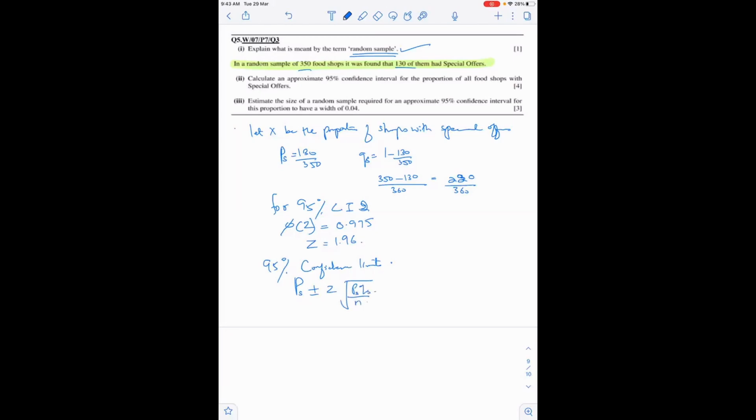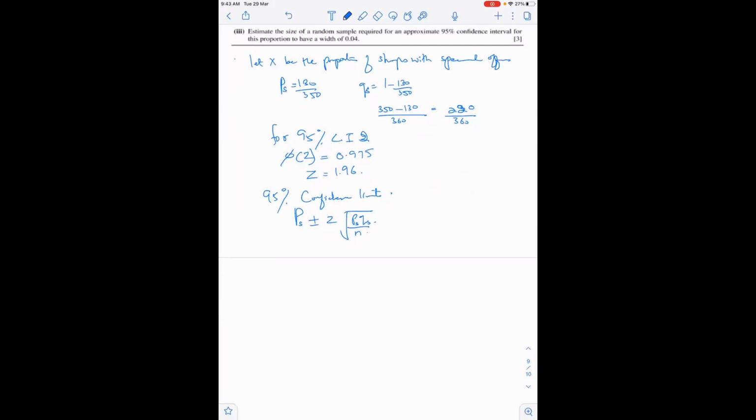Okay, the proportion here, I'm just changing it into decimal, 130 upon 350, which is 0.371, and 1 minus this answer is 0.629. Okay, so it's going to be 0.371 plus minus 1.96 square root of 0.371 into 0.629 divided by 350.